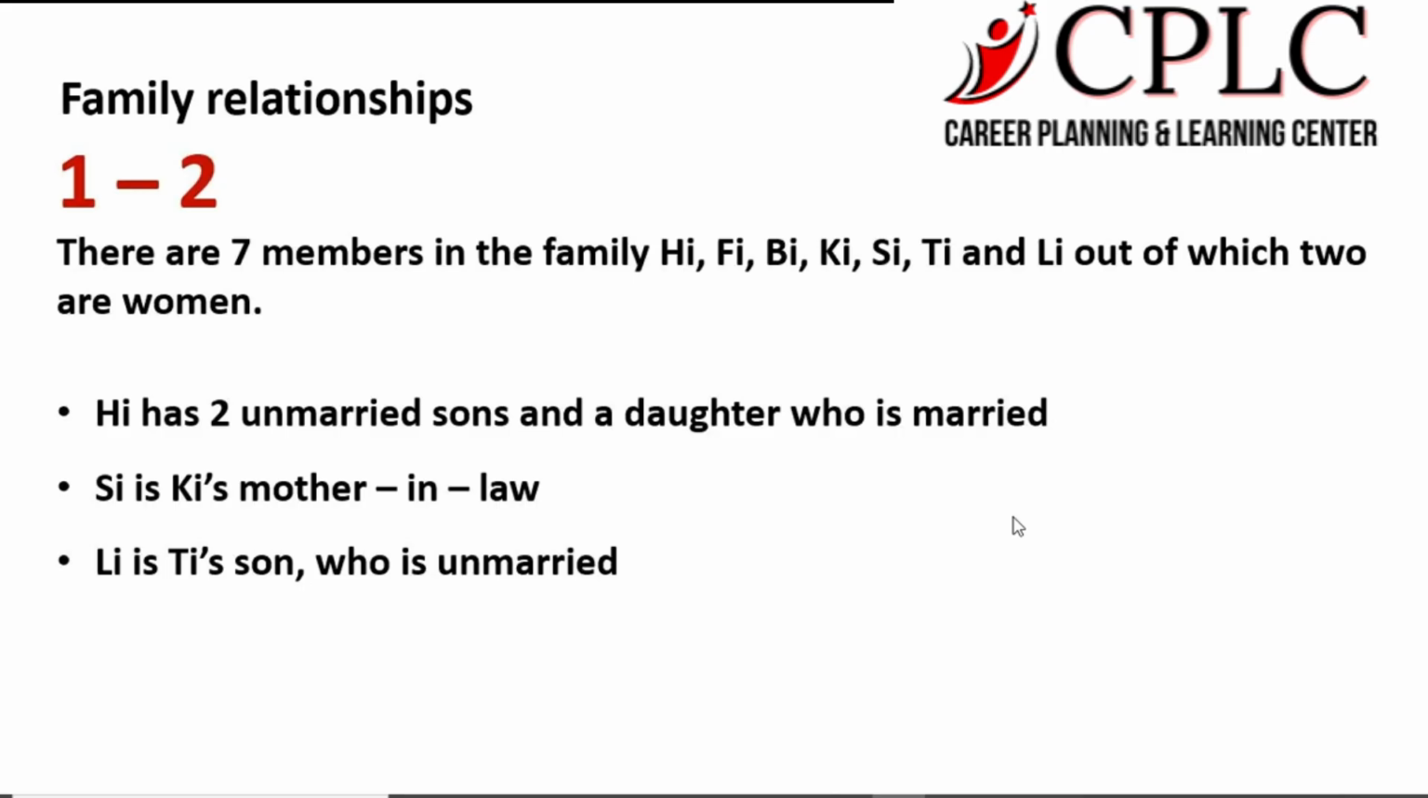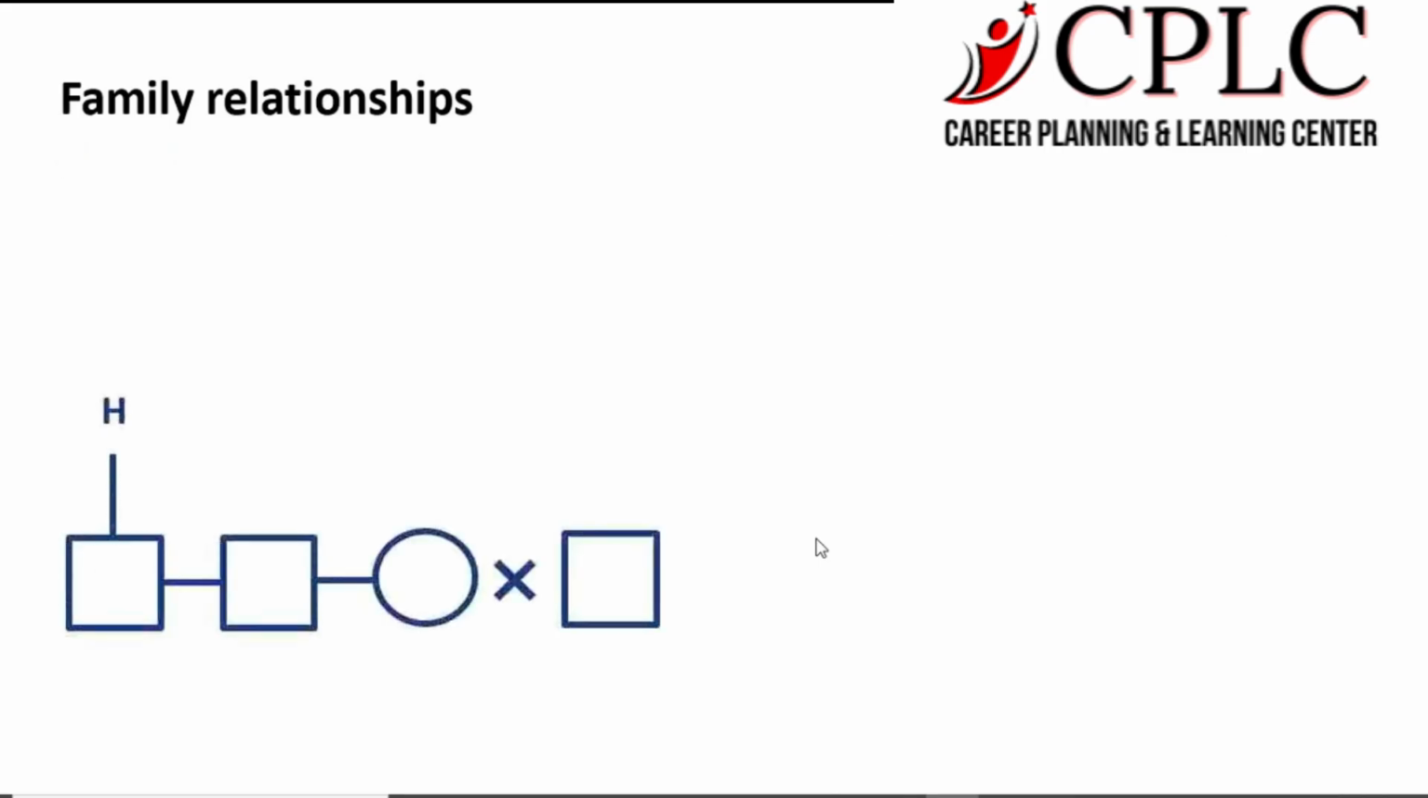So first statement, let's try representing that as usual, sticking to the process that we have been following. H has 2 unmarried sons and a daughter who is married. So the thing is, we don't know the gender of H. We don't know which 2 unmarried sons they are talking about, and also there's a daughter, so female, who is married. She has a husband. So H has 2 unmarried sons, to be specific, and 1 daughter who is married. This is the first data.